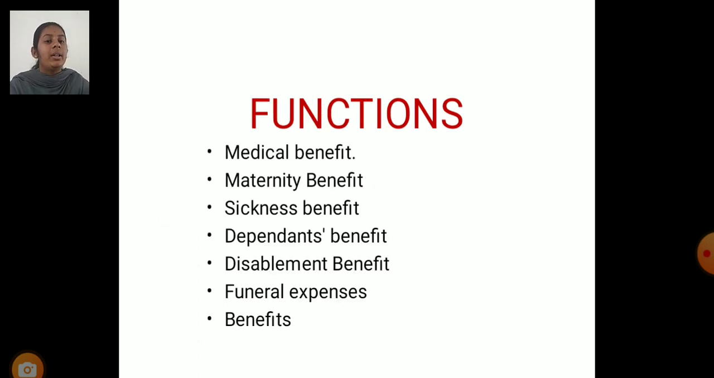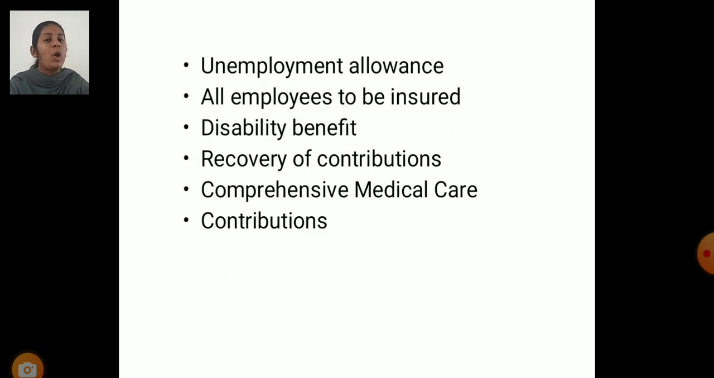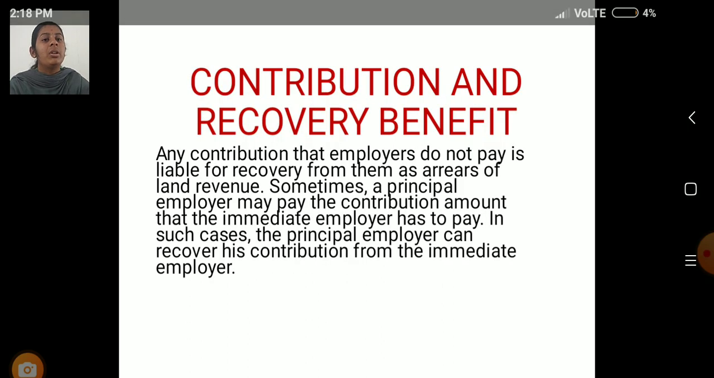Functions: the medical benefits, maternity benefit, sickness benefit, dependent benefit, disablement benefit, funeral expenses benefit, unemployment allowances, all employments to be insured, disability benefit, recovery of contribution, comprehensive medical care contribution.